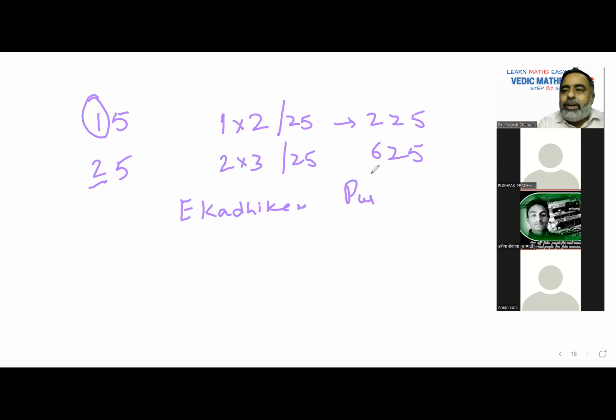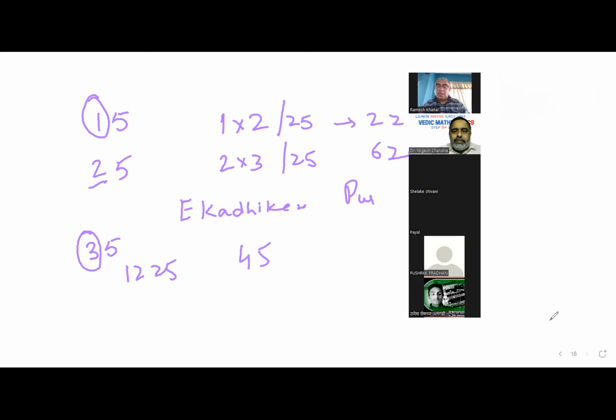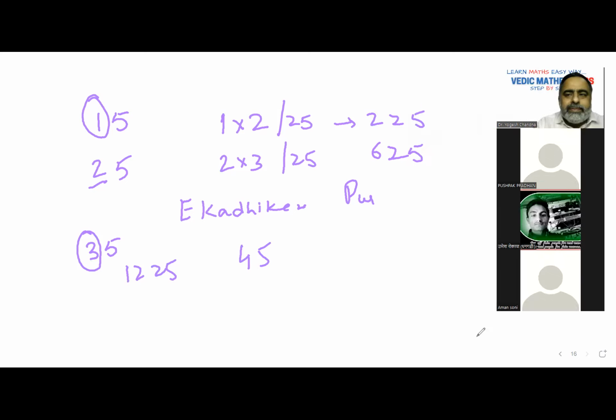That means add 1 to the previous. I told you yesterday also: whenever you have a number ending with 5, add 1 to the remaining number and multiply with it. What comes after 3? 4. 3 into 4 is 12, so 1225. 35 square is 1225. Now 45, what is the answer? Fast, without any paper. 2025. Yes, Rameshji, did you get this? This is the easiest approach.